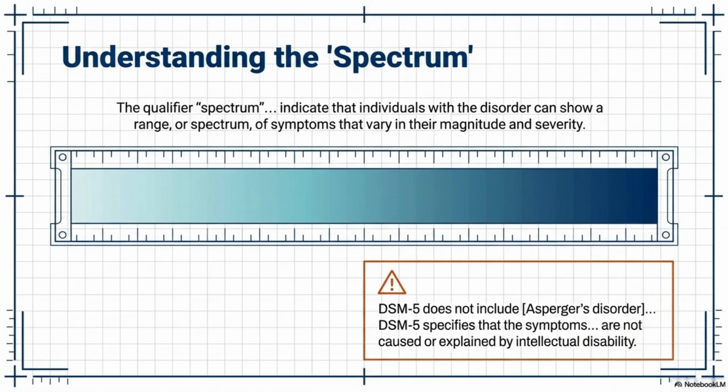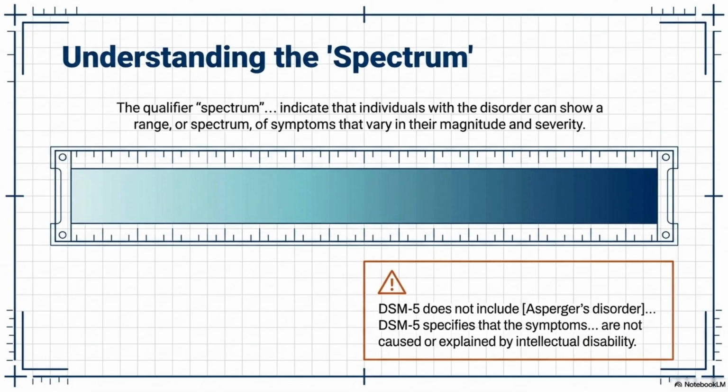Yeah. Therefore, the spectrum model was adopted to acknowledge that the severity of these three core disturbances varies wildly from person to person. From a clinical standpoint, recognizing it as a continual spectrum makes sense, but redefining a diagnosis usually causes significant friction in the real world.